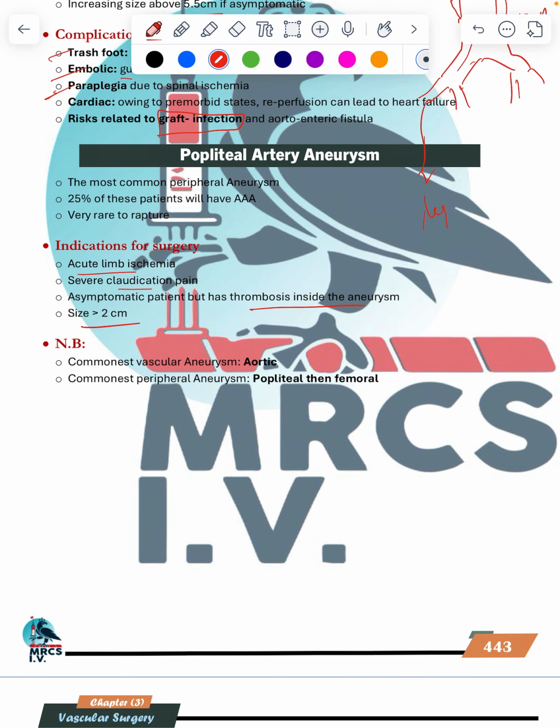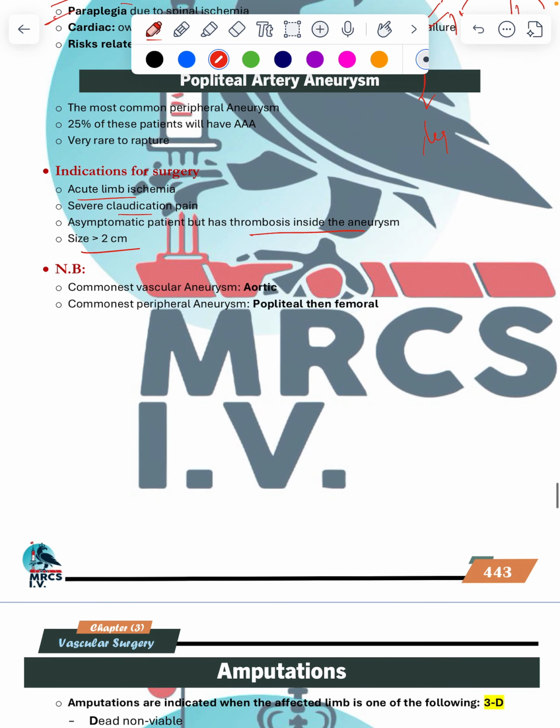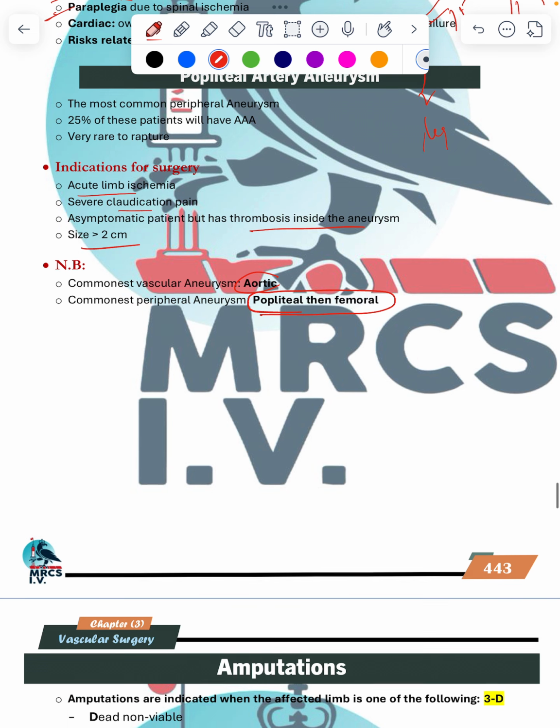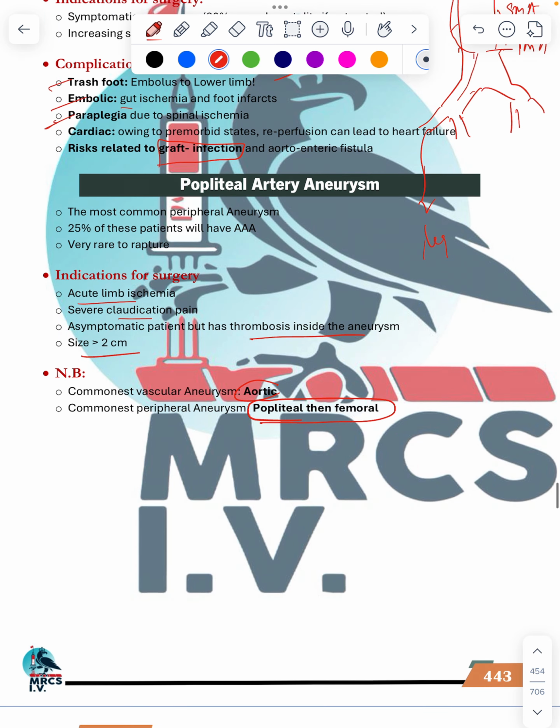Thrombosis inside the aneurysm, or size more than 2 cm. Commonest vascular aneurysm is aortic, and then commonest peripheral is popliteal, then femoral. So that was about the aneurysm.